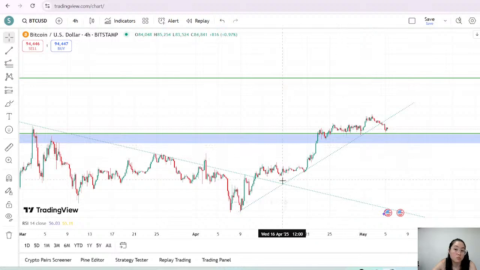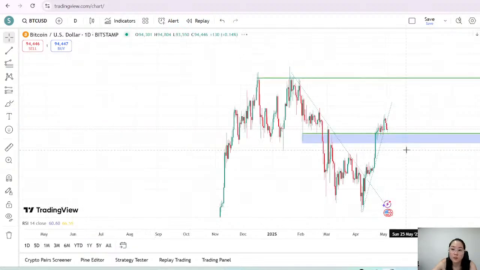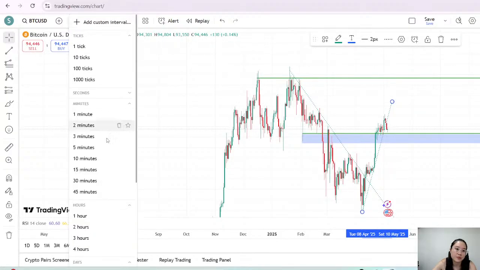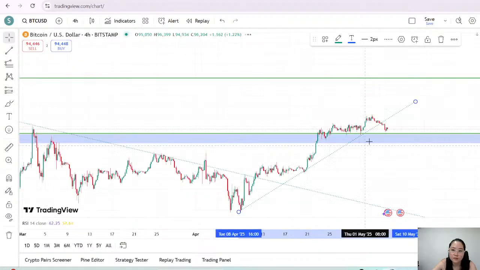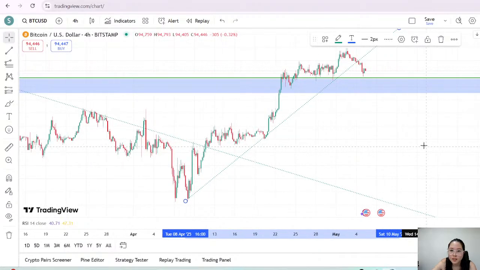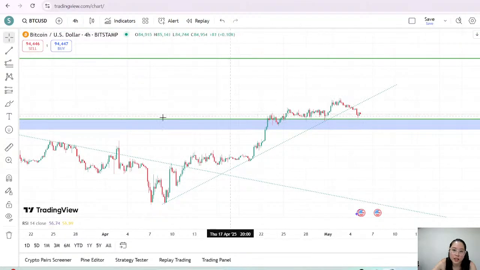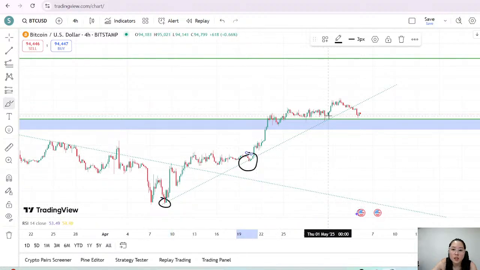Maybe not. I don't know. Let me see. Let's see what the day chart is showing. I don't like that this trend line has been broken. So price tested this one time, two time, three time, and then it breaks, right?